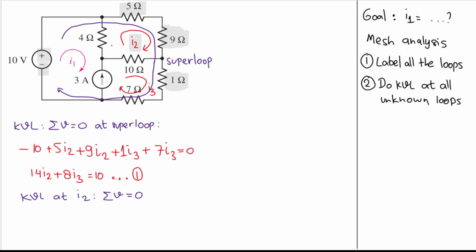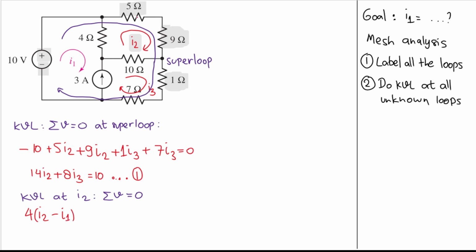Let's start from this 4 ohm resistor here. So we will have 4. And here, the only current that passes through it is I2, flowing upward here. So we will have 4I2. But then here, I1 is flowing in the opposite direction. So I'll have minus I1.